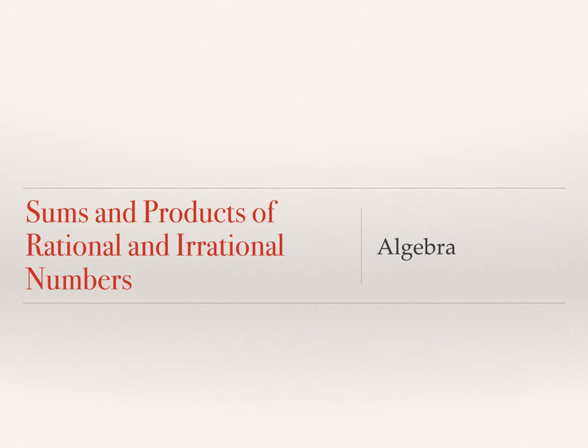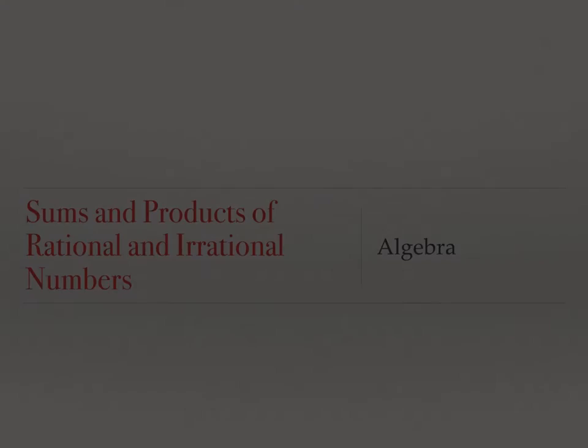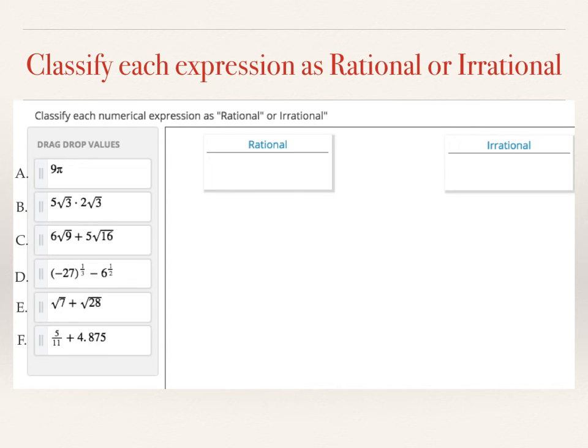Let's consider the sums and products of rational and irrational numbers. We are given 6 expressions, and we're told to classify each expression as rational or irrational. We'll start with the one that says 9 pi. We know that pi is an irrational number, 3.14159, and the decimal part of that number goes on forever with no pattern.